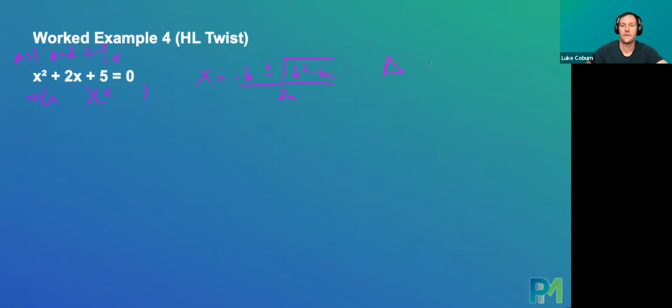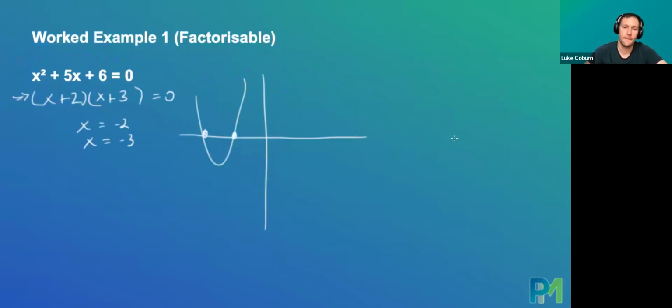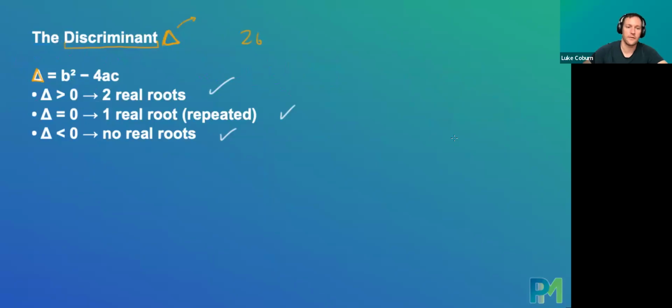So the discriminant is b squared minus 4ac, which is 2 squared, minus 4 times a, which is 1, times 5. That's 4 minus 20. It's minus 16. The discriminant is less than 0, which means there are no real roots.